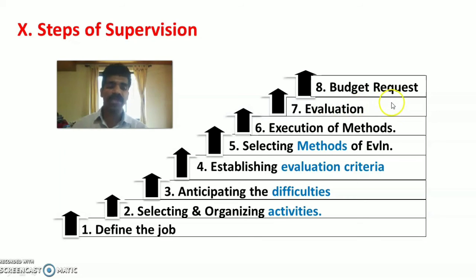And last one is after the evaluation, budget request from the management or top level management to make modifications or the change that is required in relation to the supply and equipment system to render the quality services to the public by the employees or workers. So that is budget request. So these are the 8 steps of supervision. Define the job, selecting and organizing activities, anticipating the difficulties, establishing various evaluation criteria, selecting the different methods of evaluation, execution of methods, evaluation of the employees, and budget request from the top level management to change the supply and equipment to render the quality based services.